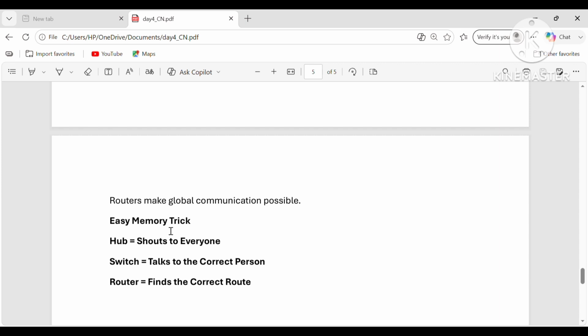Easy memory trick. We need to memorize these concepts. Hub means shouts to everyone. If you remember this sentence, shouts to everyone, then that means hub. A switch talks to the correct person, that means switch. Router finds the correct route, that means router.